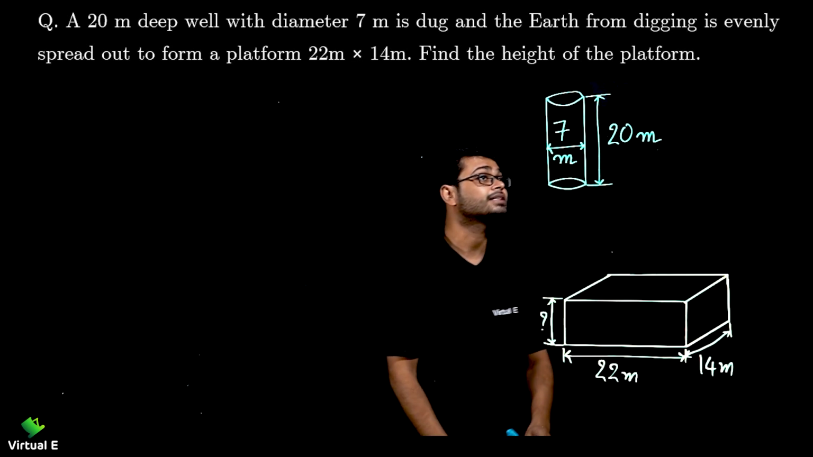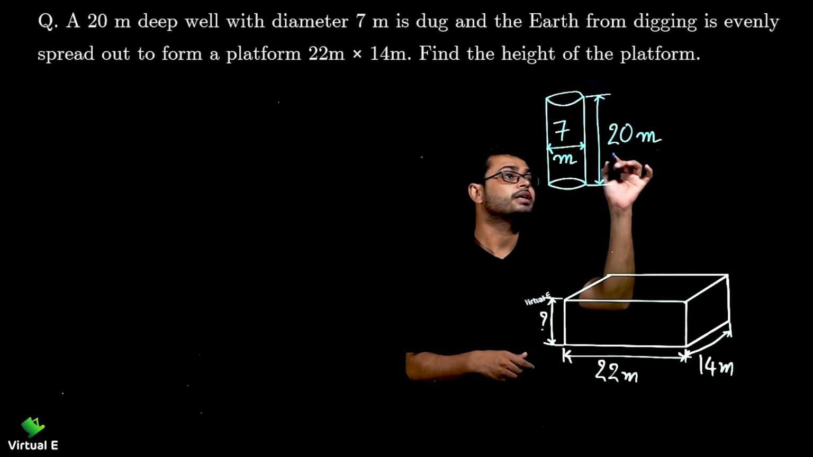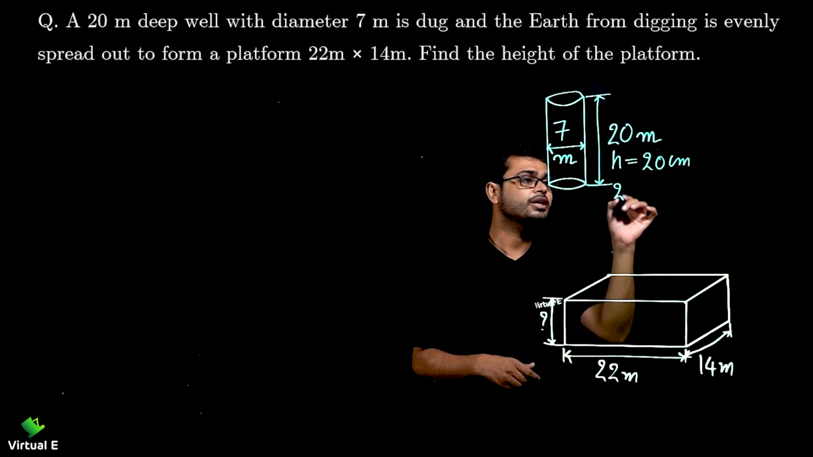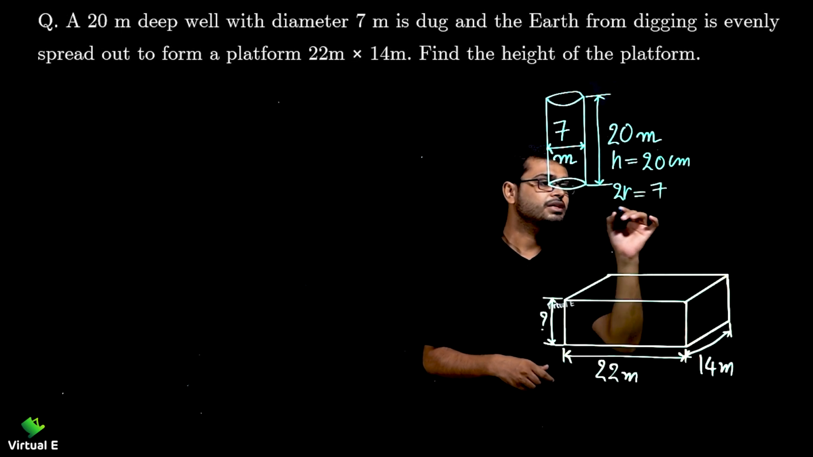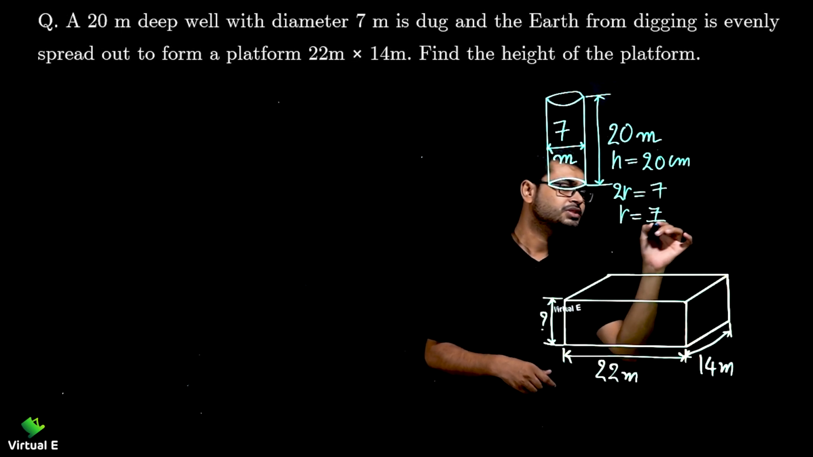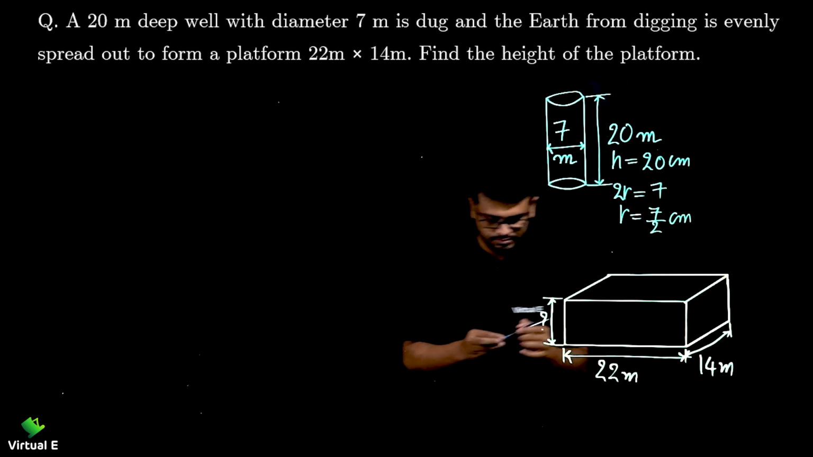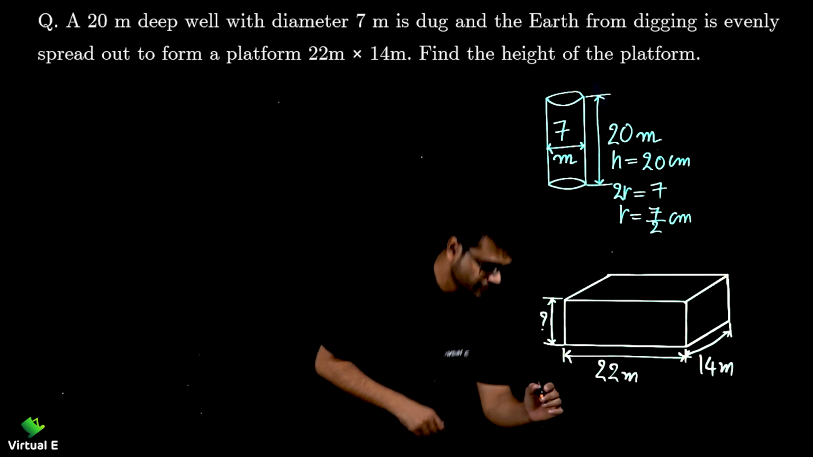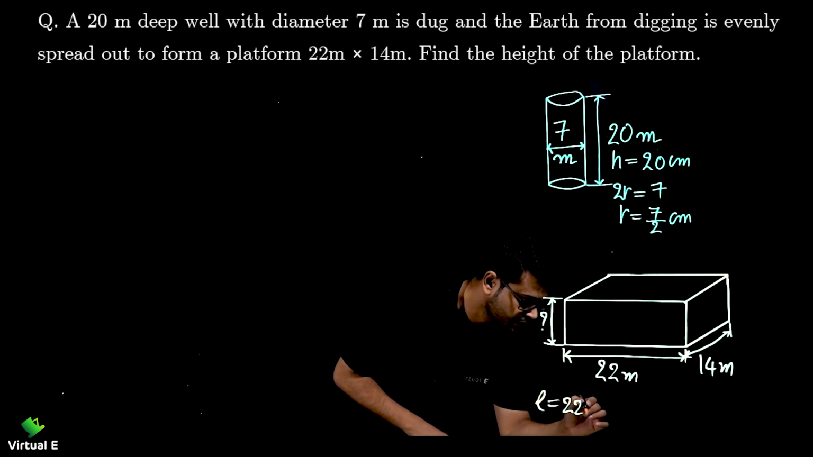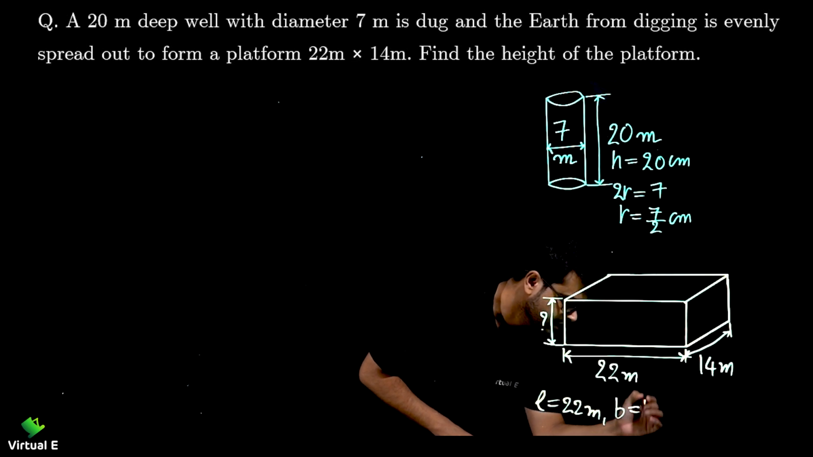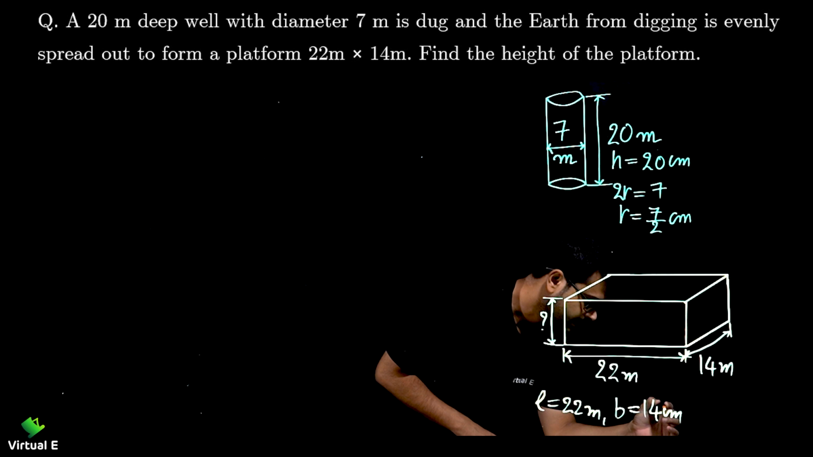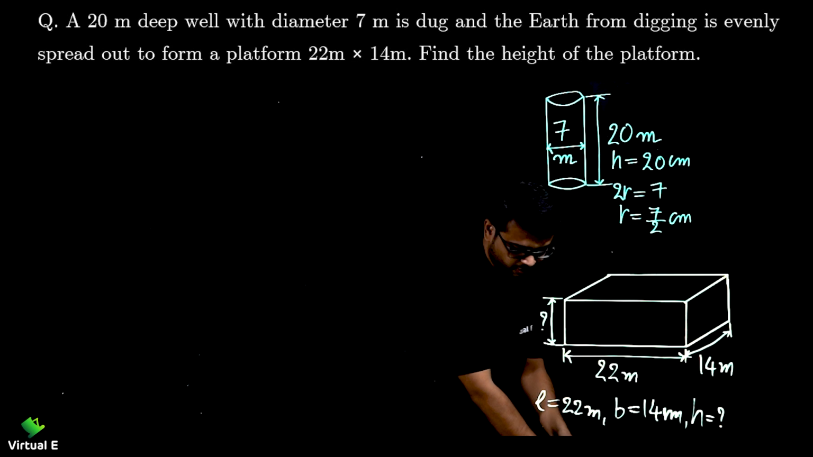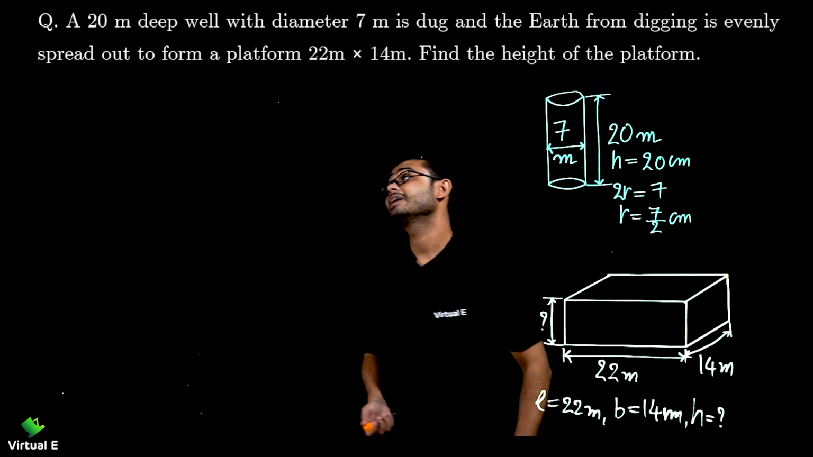So let's label the things so that it is easy for us. Height is already given, which is 20 meter. Then diameter is given, so I can write 2r is equal to 7. So r will be 7 by 2 meter. Now what about the length, breadth and height here? Length is equal to 22 meter, breadth is 14 meter, and height is missing. We need to find the value of height. Done. Let's start with the question.